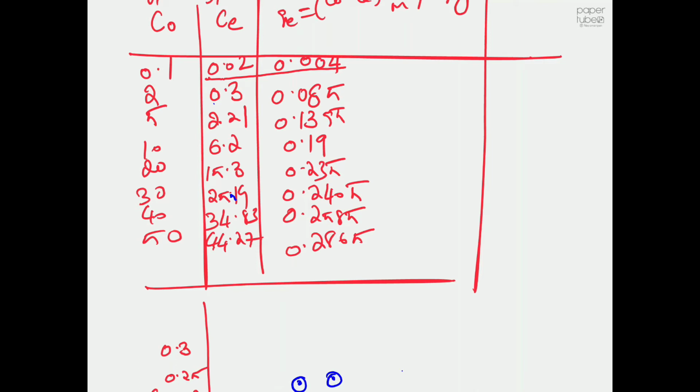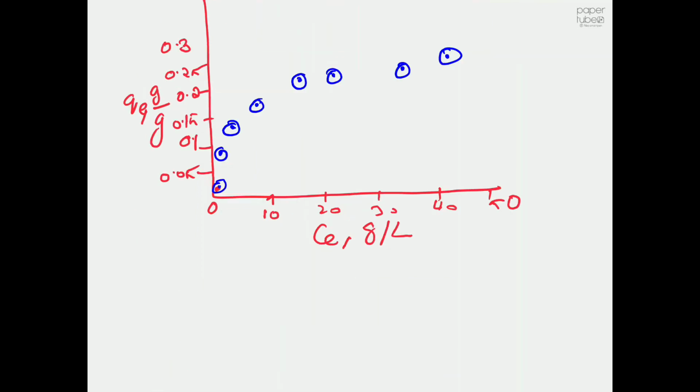And then 34.83, that's 0.2585, around here. And then 44.27, that's 0.2865. It will be somewhere around here. So if you connect them, you will get some curve like this.